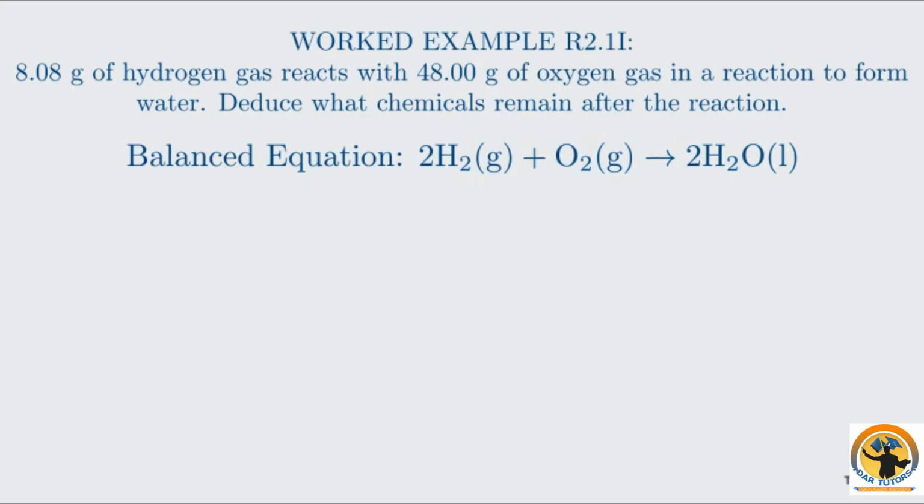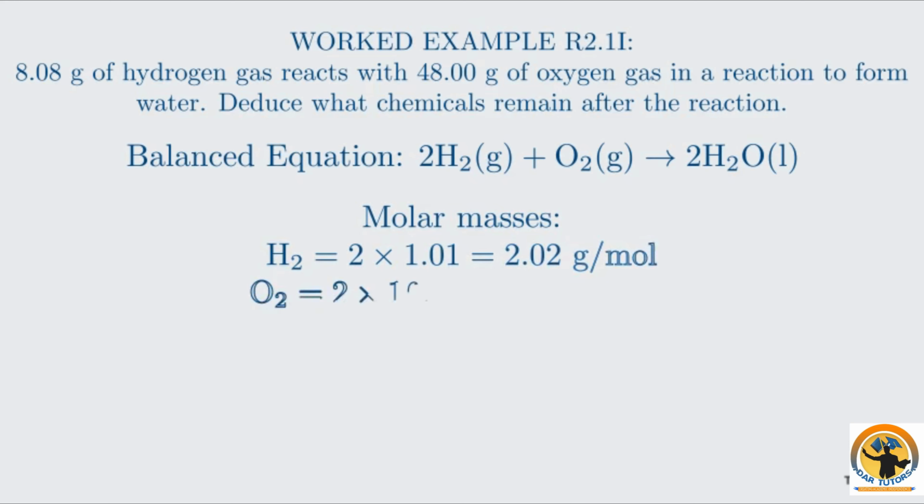Second, we must convert the given masses of reactants into moles. To do this, we need the molar masses. The molar mass of hydrogen gas, H2, is approximately 2.02 grams per mole. The molar mass of oxygen gas, O2, is approximately 32.00 grams per mole.